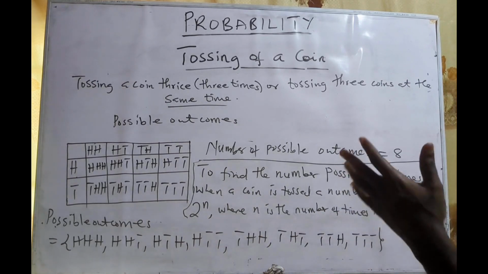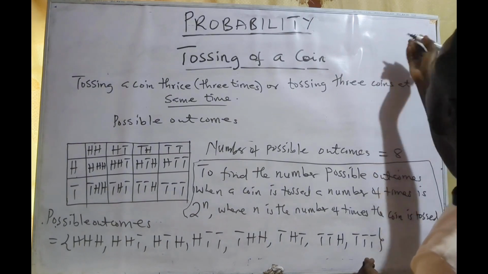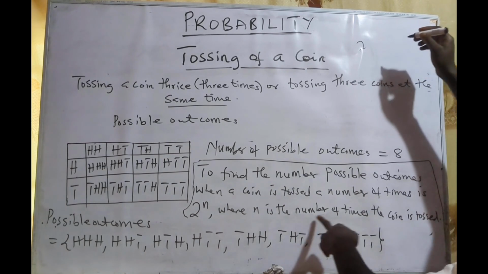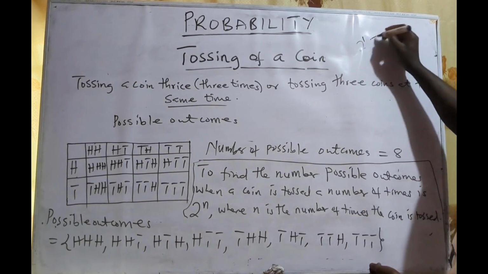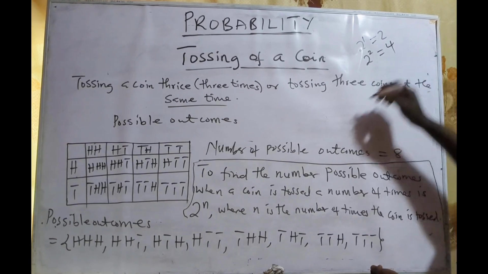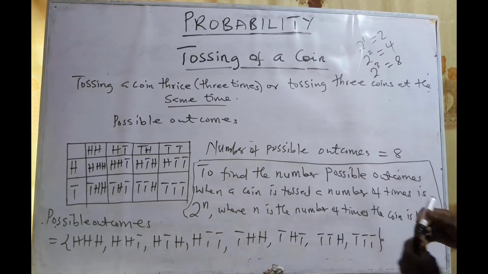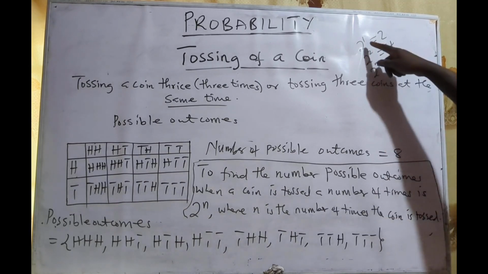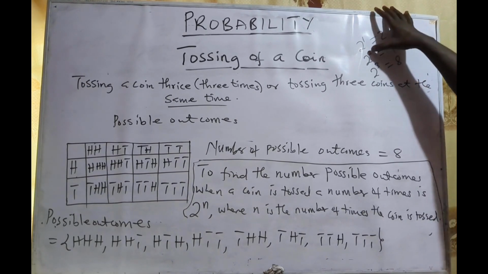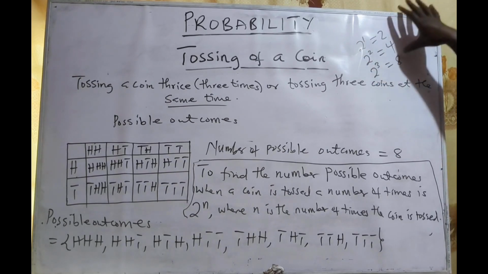From our previous lesson, we know that when a coin is tossed once, the number of possible outcomes is 2. Here n is the number of times the coin is tossed. Once, we had 2. When the coin is tossed 2 times, 2 exponent 2 gives us 4. When the coin is tossed 3 times, we had the possible outcomes to be 8, that is 2 exponent 3. So if the coin is tossed once, the number of possible outcomes will be 2. If a coin is tossed 2 times, the number of possible outcomes will be 4. When the coin is tossed 3 times, the number of possible outcomes will be 8.